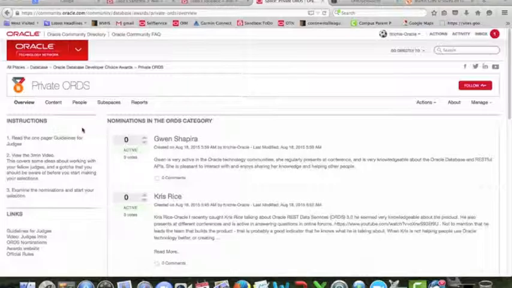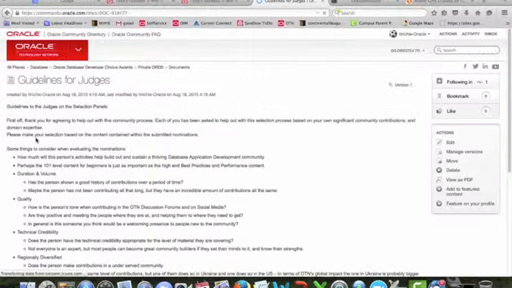The first thing I want to draw your attention to is these instructions over here. Read the one-pager guidelines for judges. If you click on that, you'll see there's a bunch of ideas to put in your head in terms of what we're looking for, what you expect, what we're trying to achieve through this process. It's a one-pager. Please take the time to read that before you make any selections.